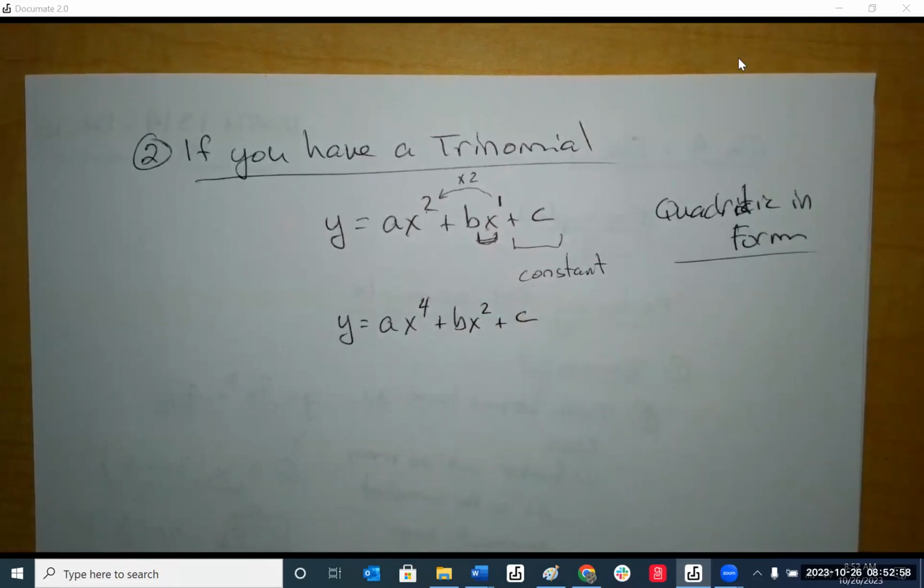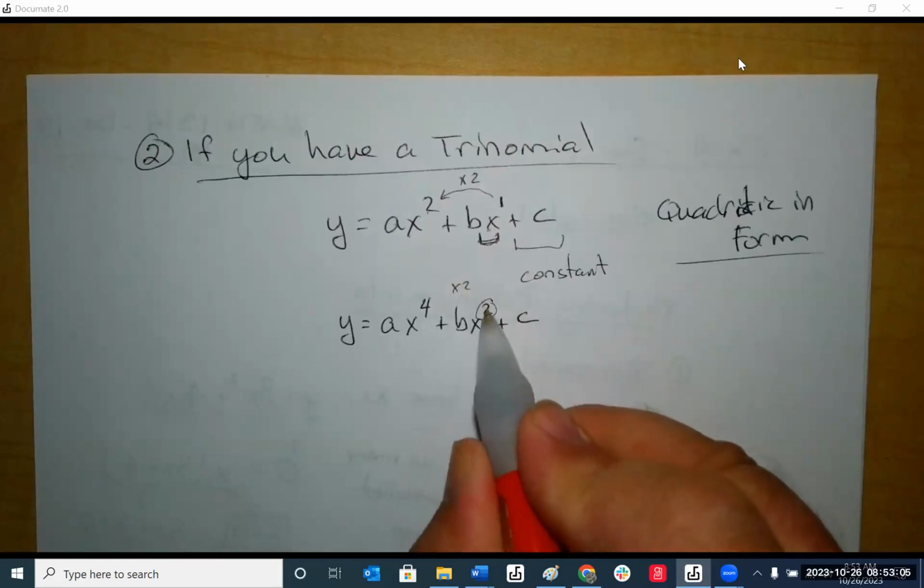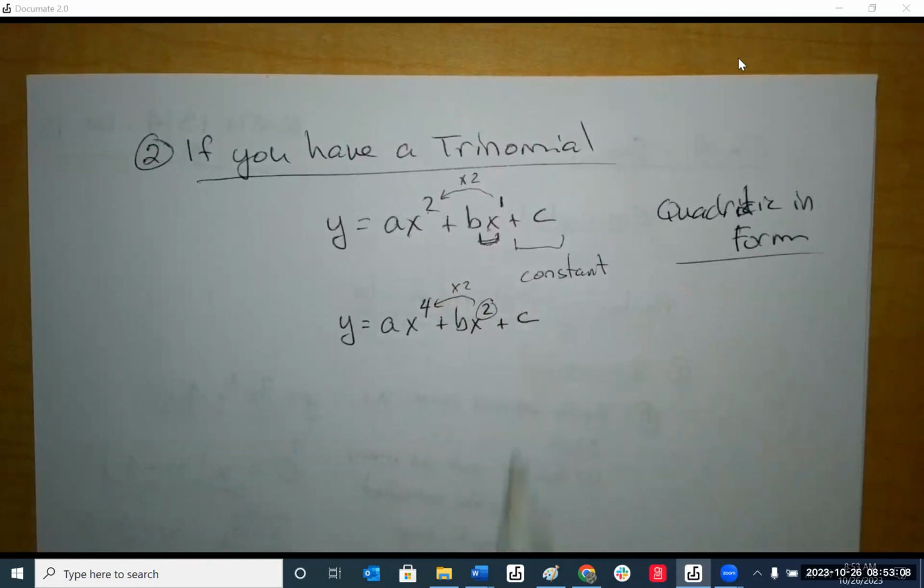Is that quadratic in form? Yeah. Because if I take this exponent and multiply it by 2, does it equal that? Yes. Last term is a constant? Yes. That's what we did in chapter 2. We learned how to solve by completing the square. We learned how to solve by factoring. We learned how to solve using the quadratic formula. Notice the middle term is the important term here. It tells us if it's really quadratic or not.